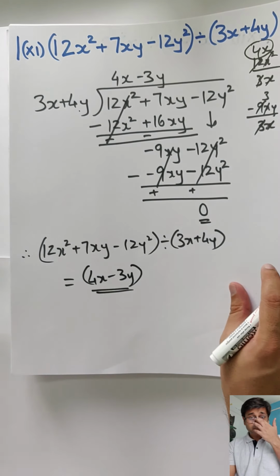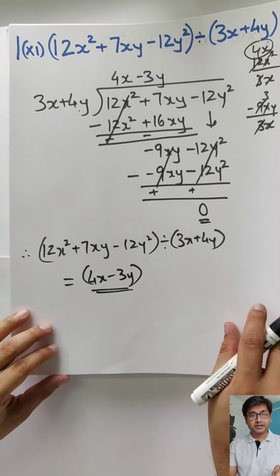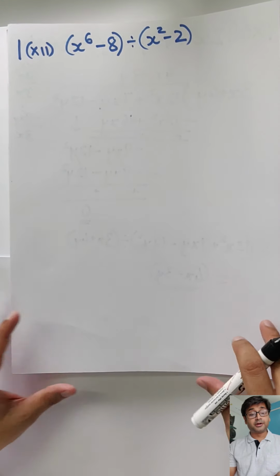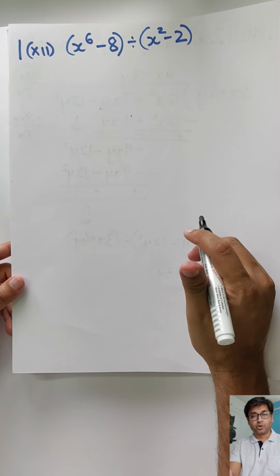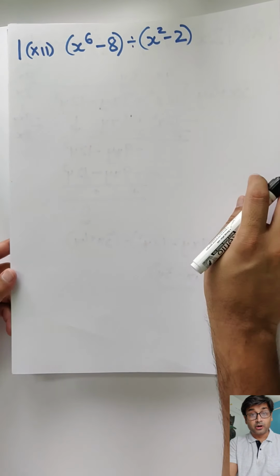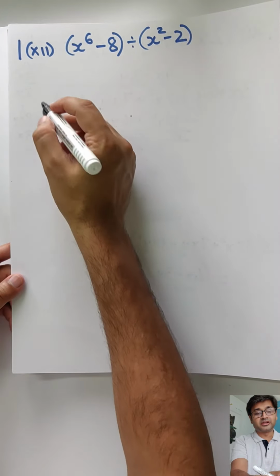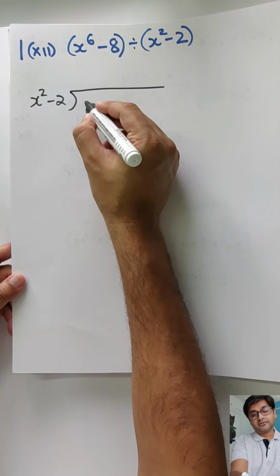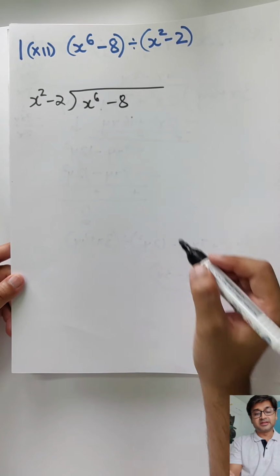Got everyone? Any doubts on this one? Brilliant. Let's go with the next one. Question 12. Now I want 100% all of you to do this on your own. It's a lovely question. You are bound to get confused. Let's see how many of you can use your brains. So x square minus 2 divided by x6 minus 8.